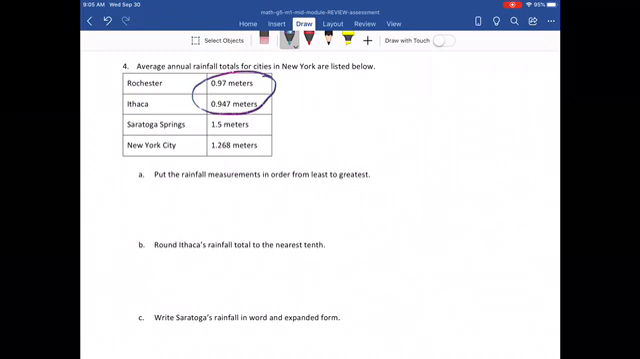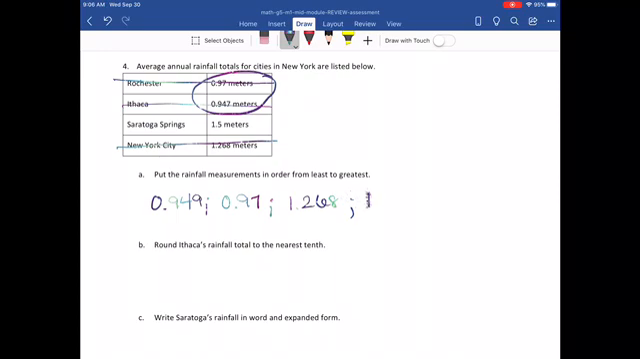Now I compare their 10ths place. They both have 9s in their 10ths place. So now I can look at the hundredths, and I know Rochester has more hundredths than Ithaca. So Ithaca is the smallest number here. I'm going to cross that off so I know I'm done with it. Now Rochester is the next smallest. And now I compare the ones with the 1s place. Now I look at their 10ths place. Saratoga has 5/10. New York City has 2/10. 2/10 is smaller than 5/10, so New York City should be next. And then Saratoga Springs is the biggest number here.